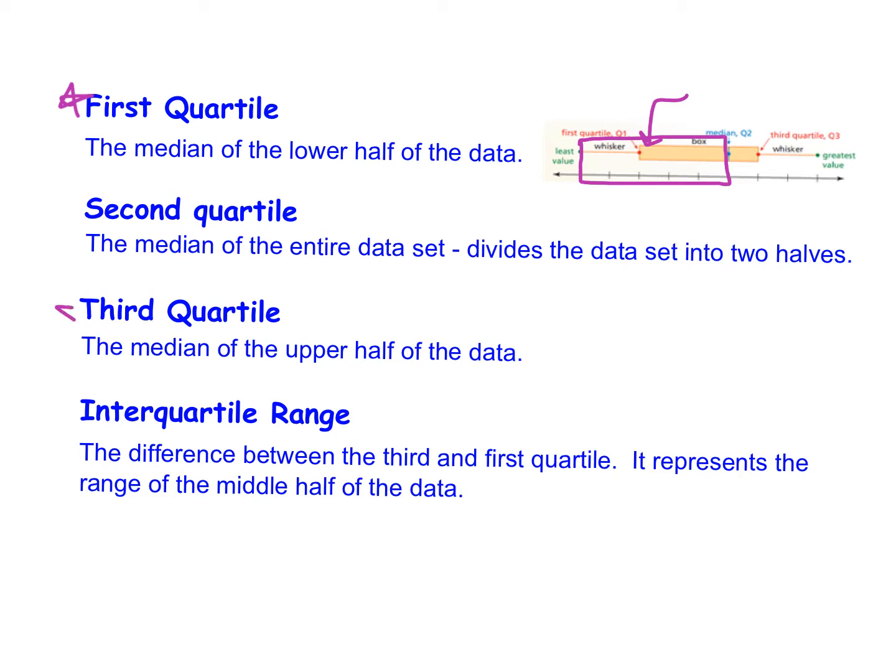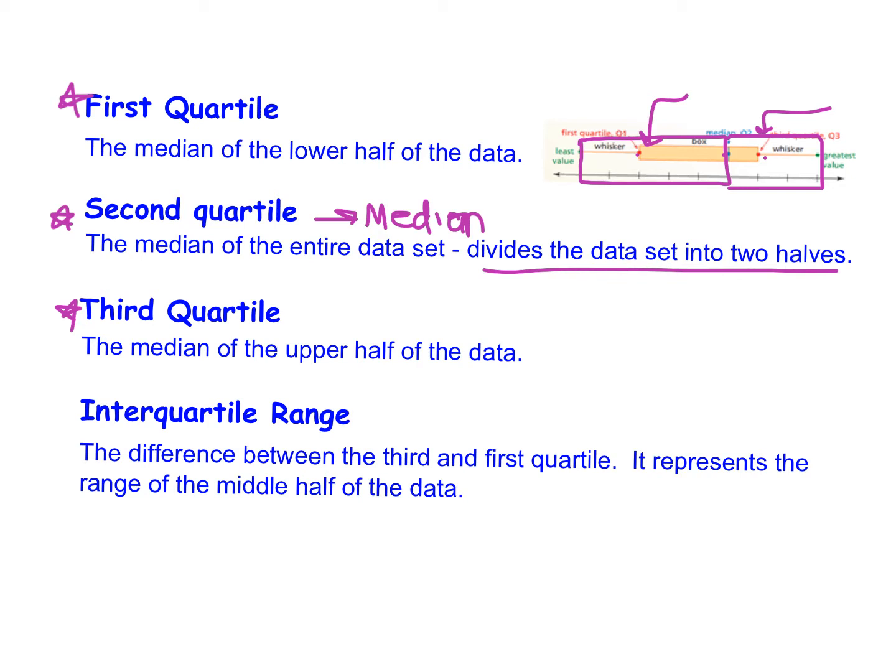The third quartile is similar. It's the median of the upper half of the data. So we focus just up here and find the middle number up there. And then the second quartile is something we're already aware of. It's just representing the median, but it's called the second quartile because it's in between the first and the third quartile. It's the middle number in there. Essentially, this number divides the data set into 2 different halves.